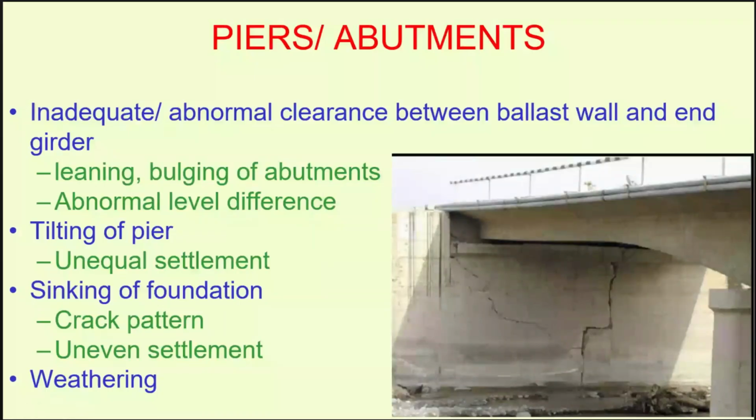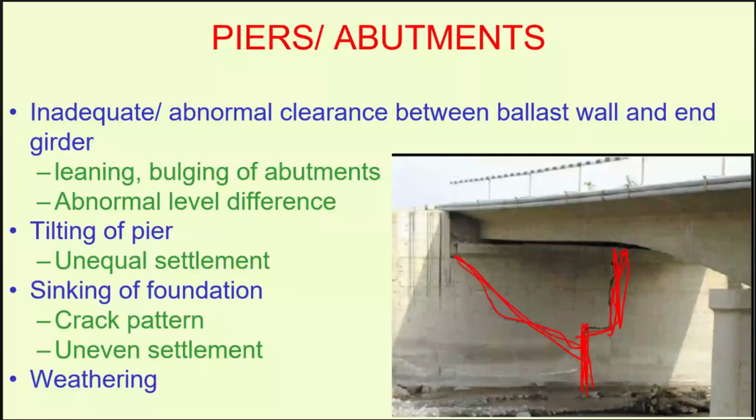Now pier and abutment. In this case you see a crack as if it were an expansion joint, but it is really worrying why it is happening. There is inadequate or abnormal clearance between the ballast wall and the end girder. If the distance is very high, there is a problem of placing the sleeper. If it is very low, there is a problem of expansion due to hot weather. So it requires your attention again.